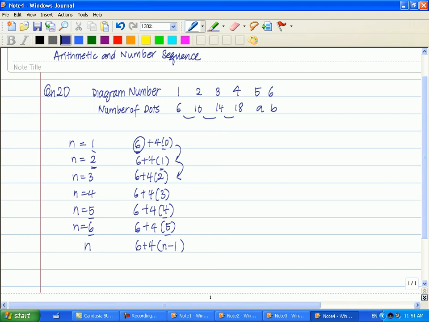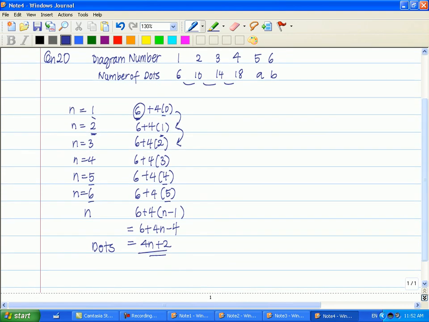And of course, as I mentioned before, this cannot be the final form. It's not simplified. So it will have to be 6 plus 4n minus 4, which gives you 4n plus 2. Number of dots in the nth diagram. This is the formula for part D.